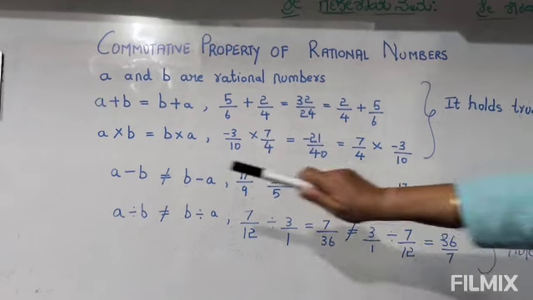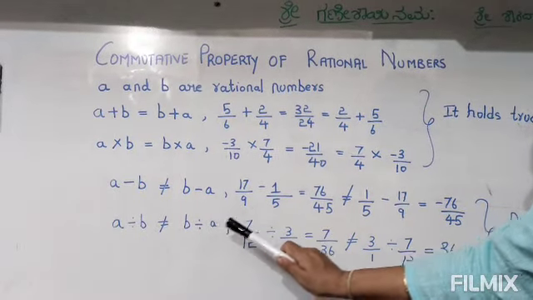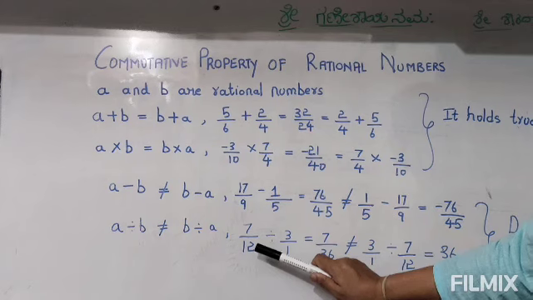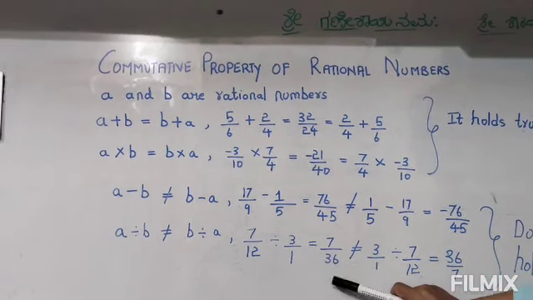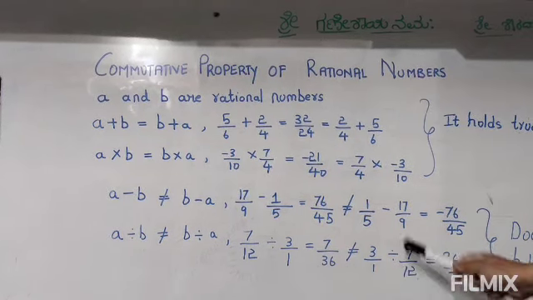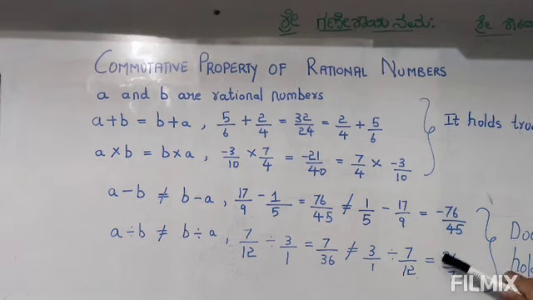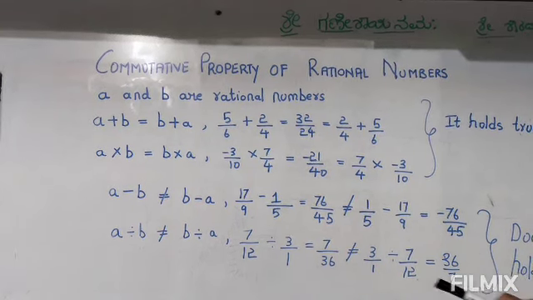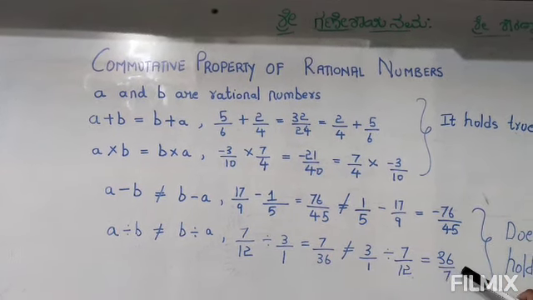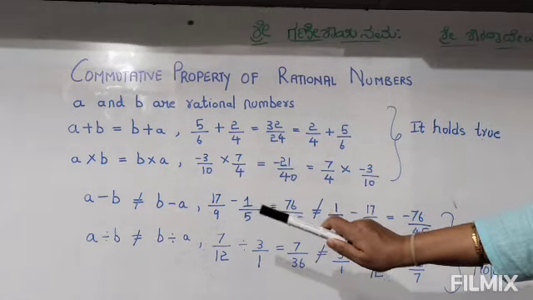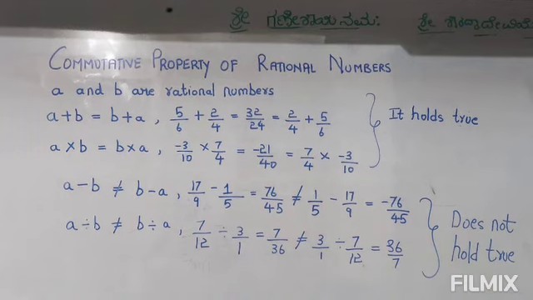Similarly, for division, A divided by B is not equal to B divided by A. Let me show the example. 7 by 12 divided by 3, you will get the answer as 7 by 36. Now B divided by A, 3 divided by 7 by 12, you will get the answer as 36 by 7. 7 by 36 is not equal to 36 by 7. Hence, division also does not hold true for commutative property of division.